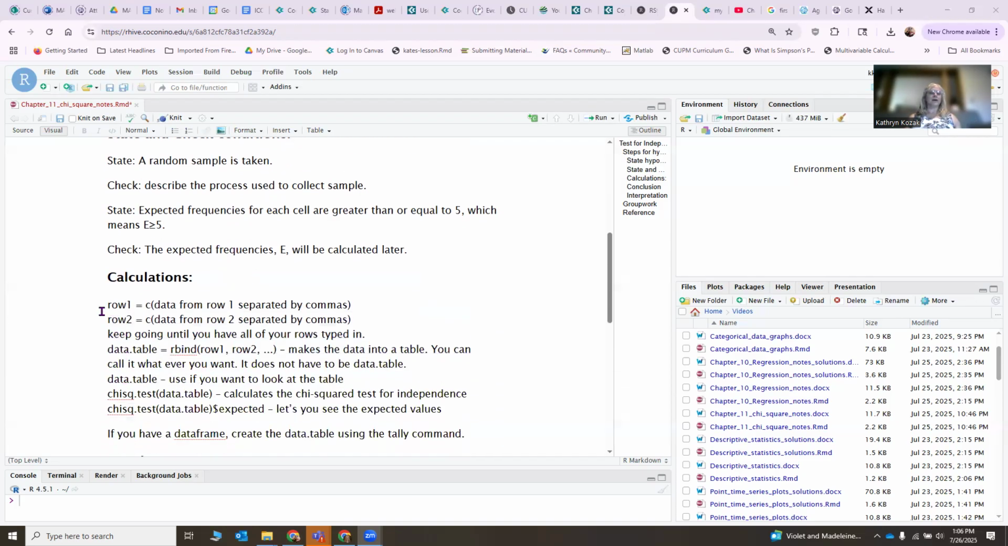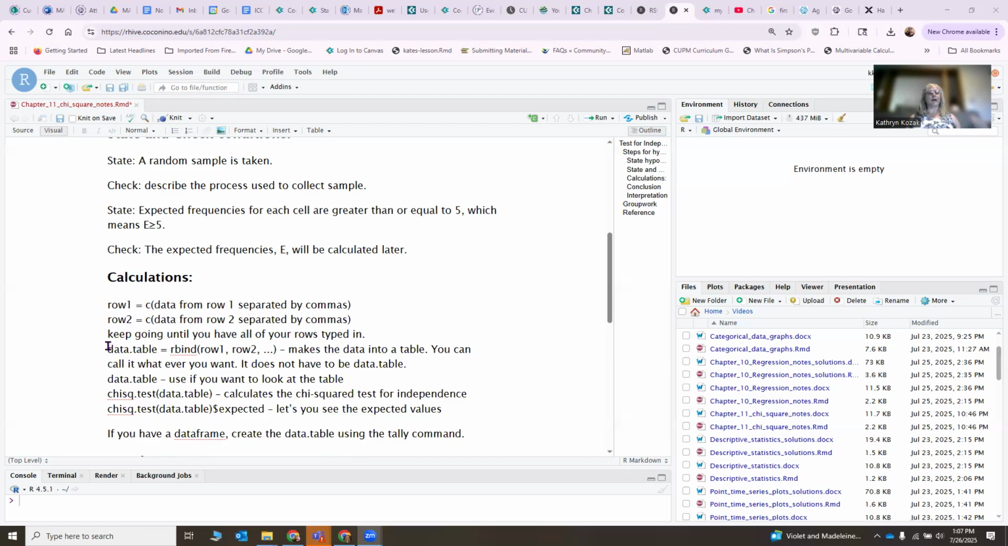The calculations are a bit different depending on whether you have a data frame or you just have a contingency table. If you have a contingency table, you type in your row 1, combining the numbers you have on that contingency table, and then you have row 2 and row 3. You keep going to get all your rows. Then your data table would be rbind. You're binding those rows together, row 1, row 2, and however many you happen to have, and that makes your data into your table.